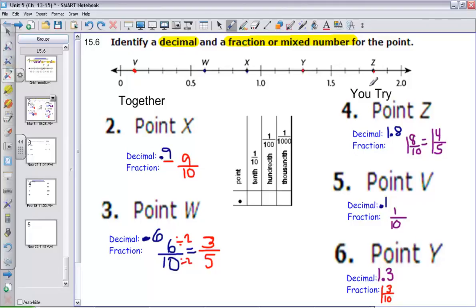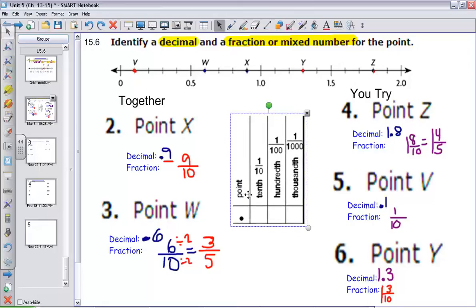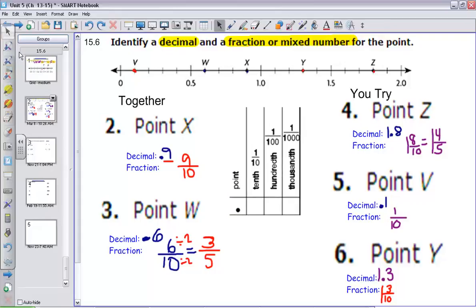Point Y is located right here, and it looks like in decimal format it would be 1.3. Also as a fraction, it's 1 3/10. I cannot reduce that into anything simpler. And I also added in our place value chart. So remember that we've got our decimal point, the tenths, hundredths, and thousandths place value when we're writing our decimals.